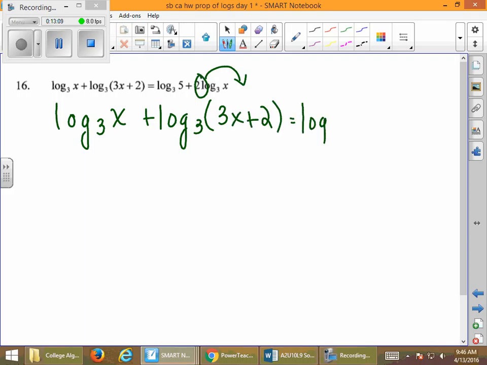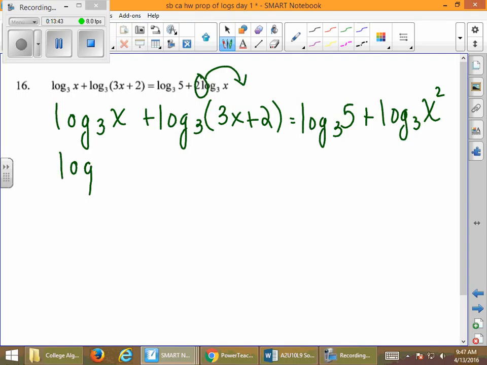equals log base 3 of 5 plus log base 3 of x squared. Oh, I messed up right off the bat. And again, we didn't have to do that the first step, but if we didn't, we probably need to do it the second step. Because we need to watch out for these pluses, and on the left side we have a plus, and on the right side we have a plus.